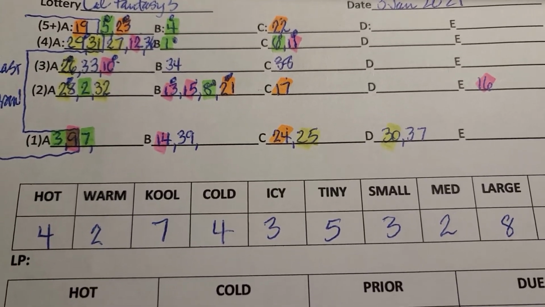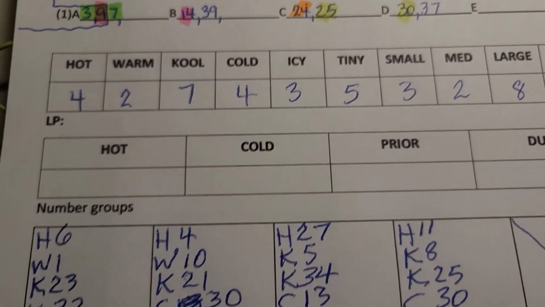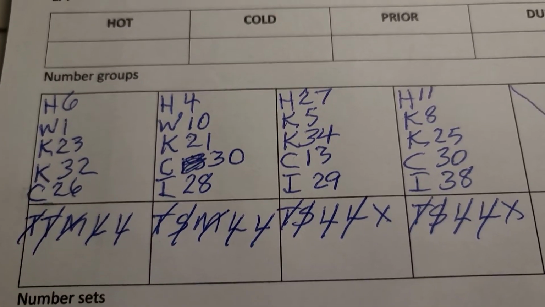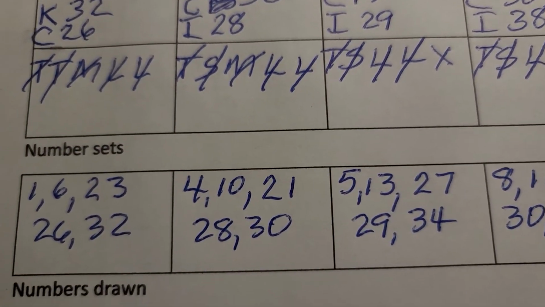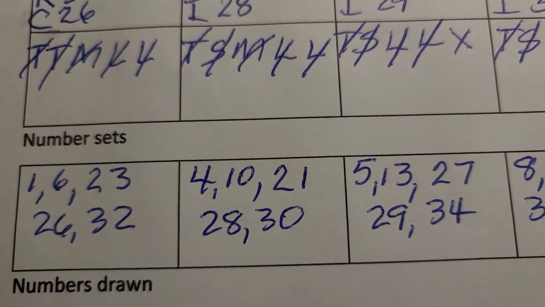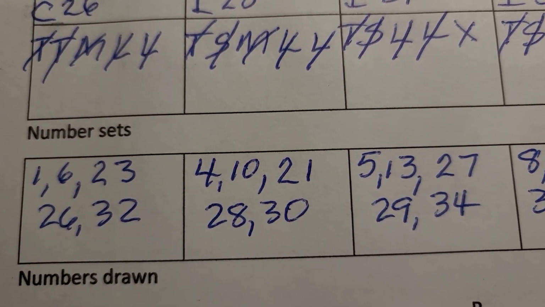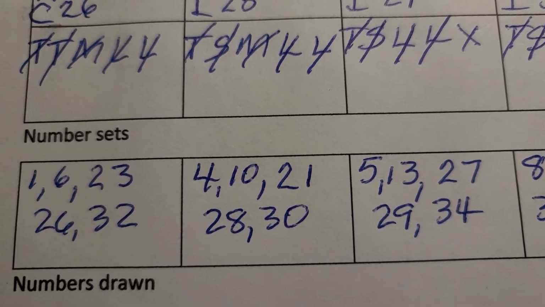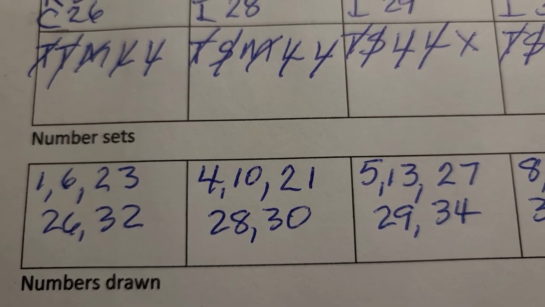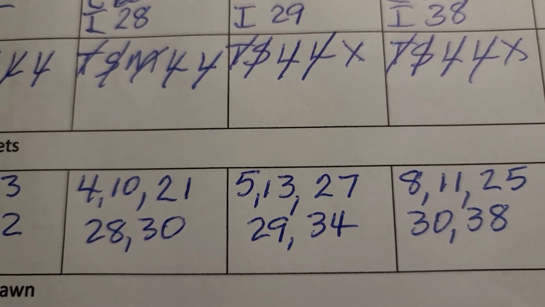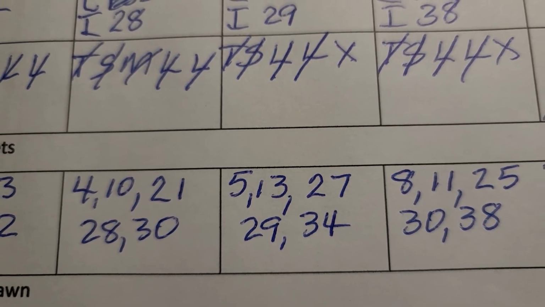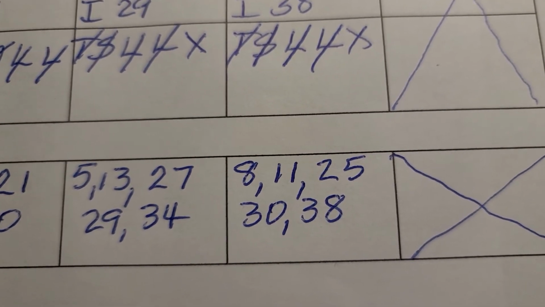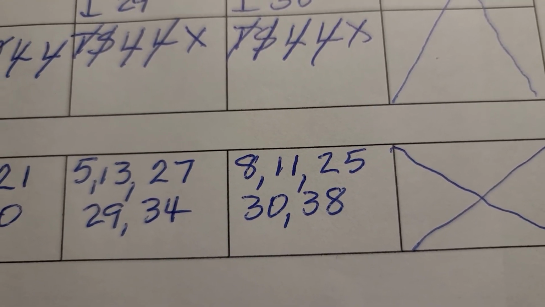Here are my number profiles for tonight, and here are the number sets that I created. The first set is 1, 6, 23, 26, 32. Second set is 4, 10, 21, 28, 30. The next set is 5, 13, 27, 29, 34. And the final set is 8, 11, 25, 30, and 38.